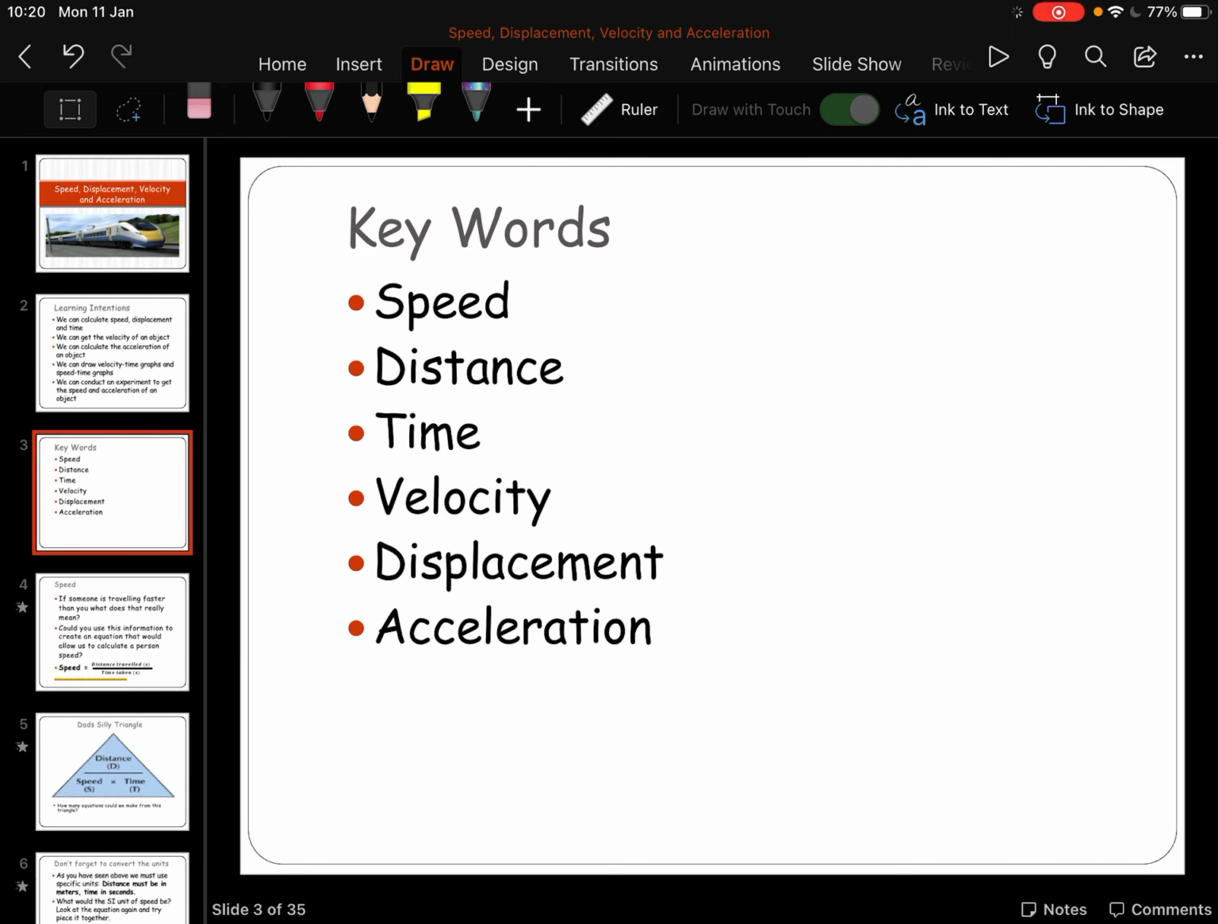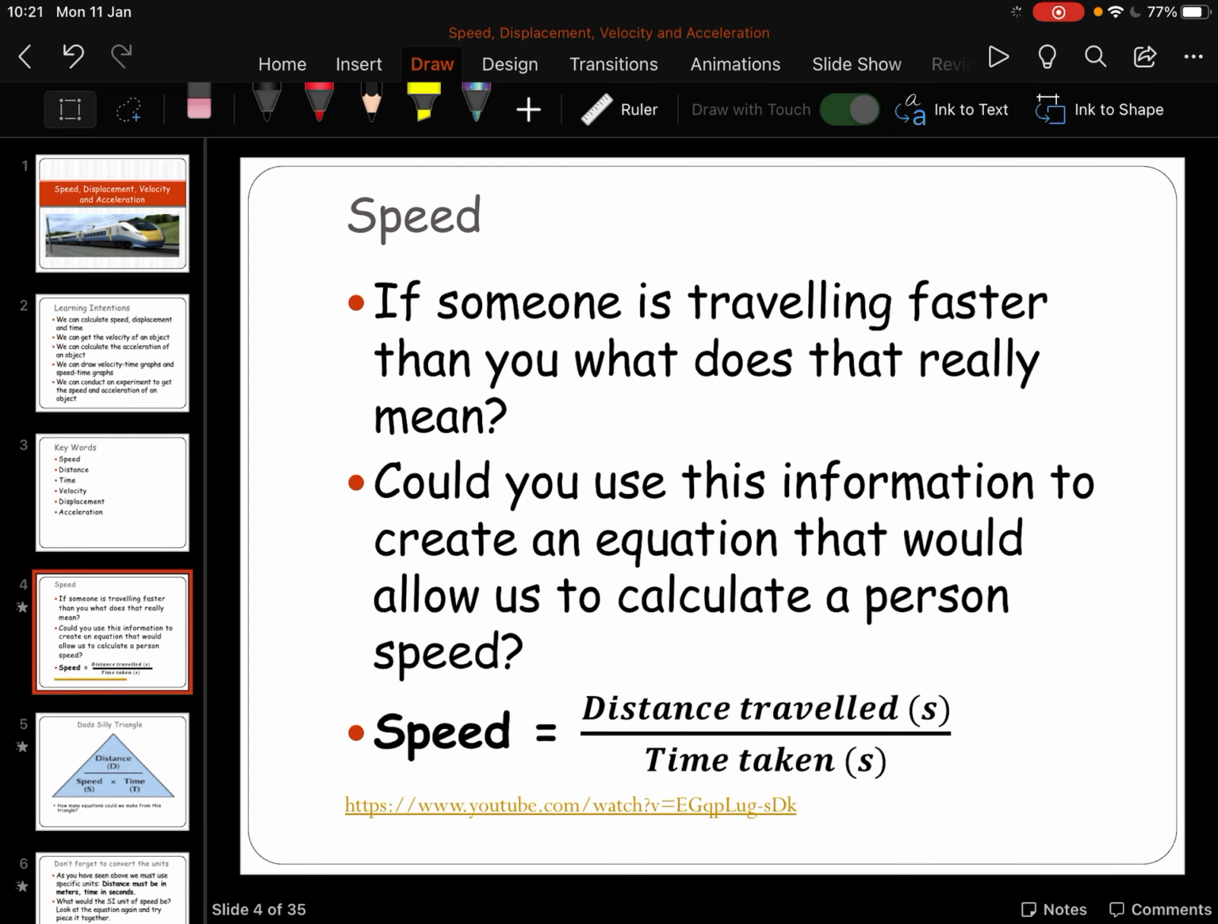Can you explain the 6 of these? If you can explain them, then you're fine. Okay, you pretty much are okay for this topic. So that's the reason for learning intentions and keywords. If you can do the 2 of those, you pretty much know this. Okay, right. So we move on to our next topic.